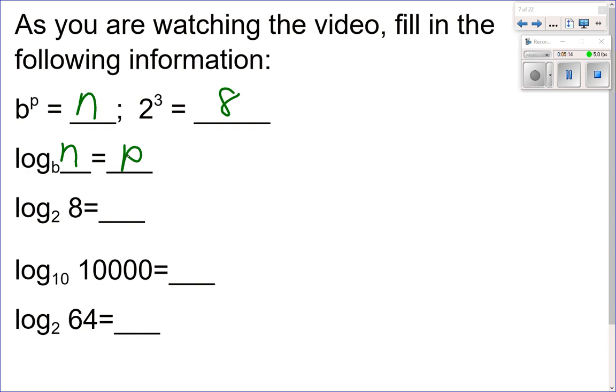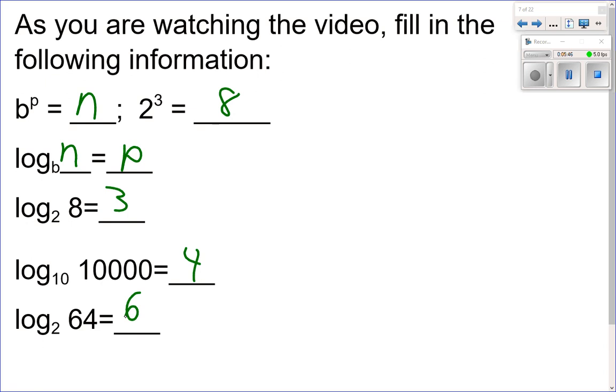That's the log base 2 of 8. And so the log base 2 of 8 is posing the following question: what power do I raise 2 to get 8? Answer B, 3. What power do I raise 10 to get 10,000? 4. And then finally from the video, what power do I raise 2 to get 64? 6. That is how the logarithmic function works.